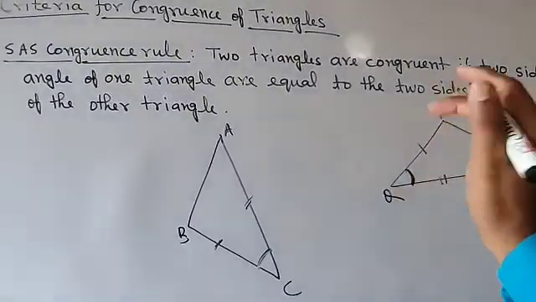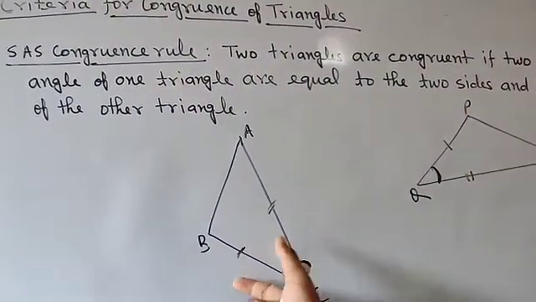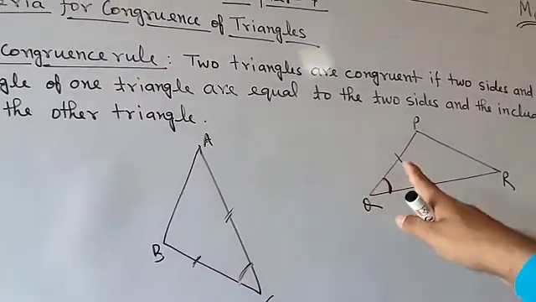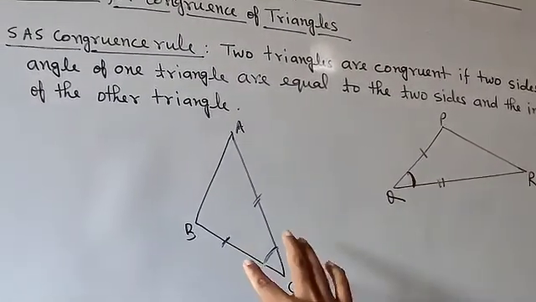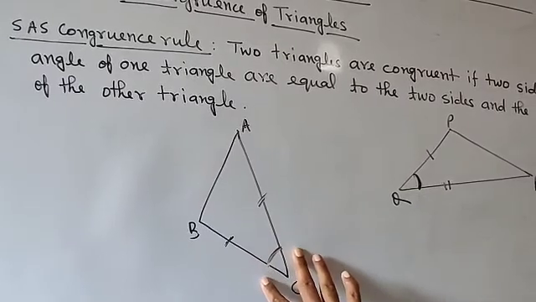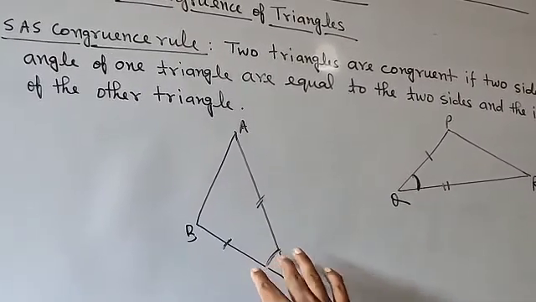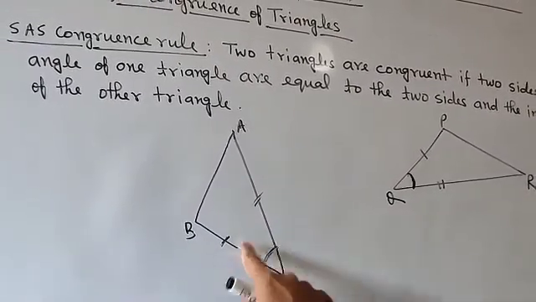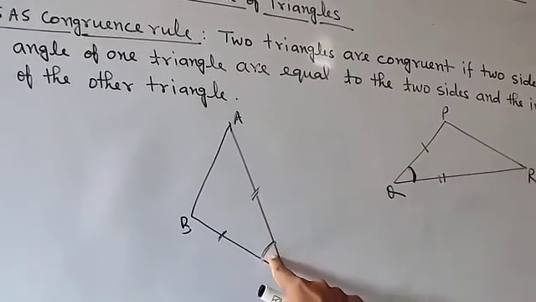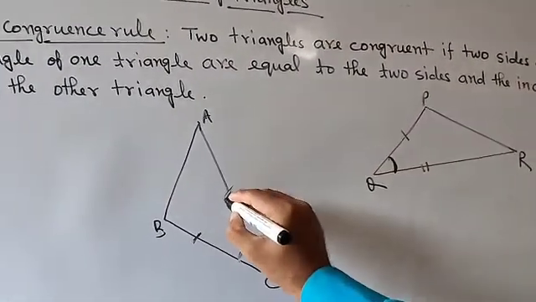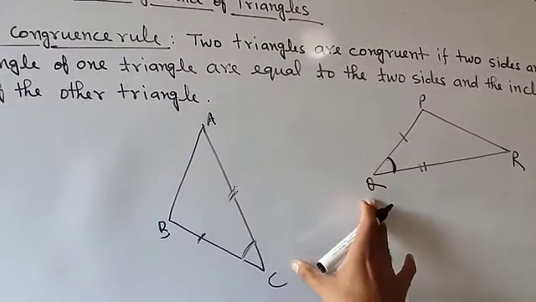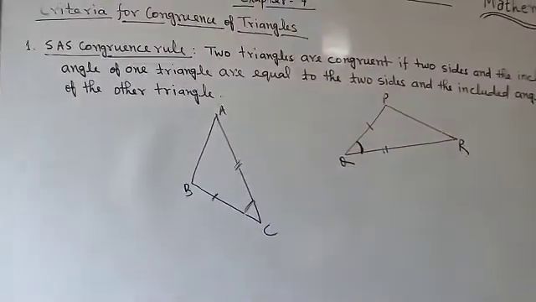Again I am going to repeat. Two sides should be equal to the corresponding two sides in the other triangle, and the angle that is between those two sides which are equal should be formed by those two sides. So these two sides are used, so the angle is here. These two sides are used, so the angle is here. So if this condition is there, both the triangles will be congruent.